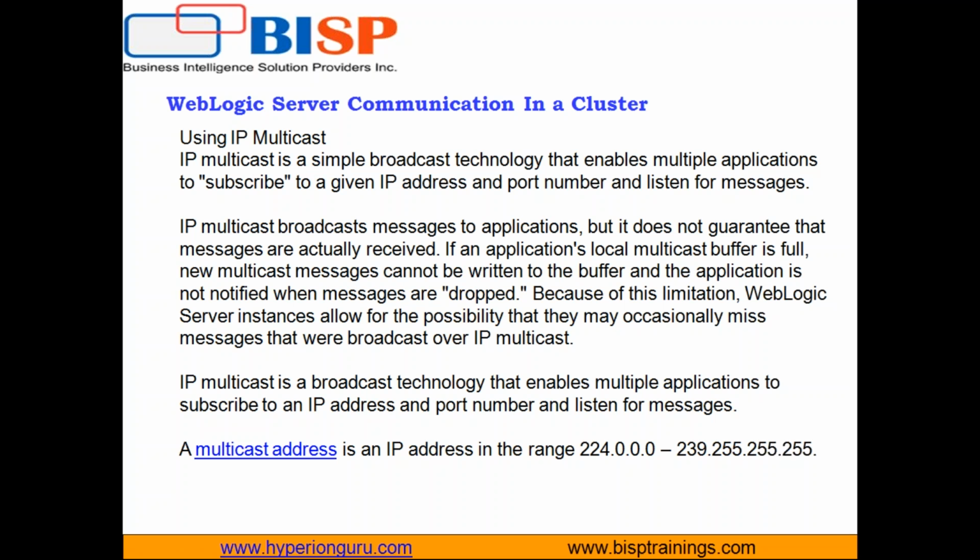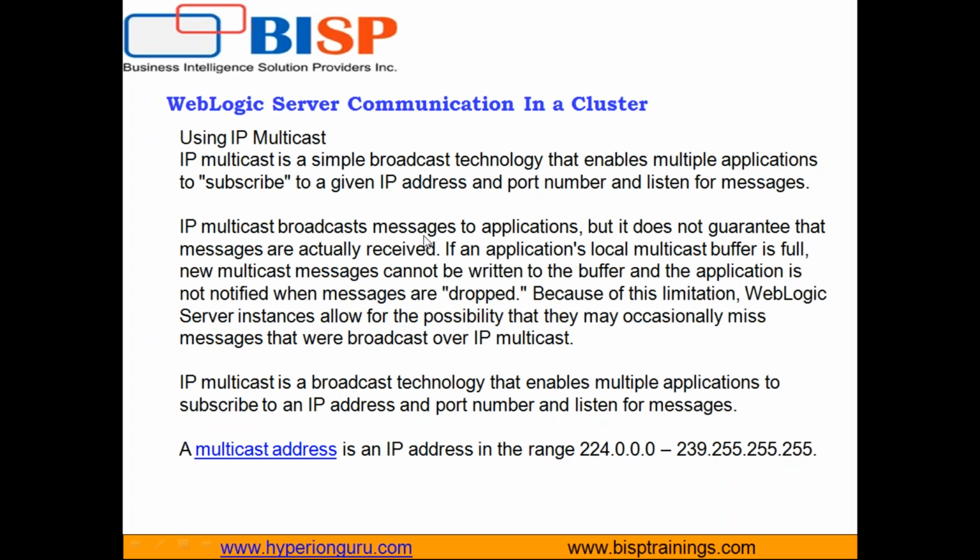So when you create a multicast cluster, at that time we have to specify an IP address and a port. When we specify that IP and port, all these servers will listen to that particular address and port. So with that combination, all these managed servers will be sending their heartbeats to that particular port, and using that, all managed servers get their status.